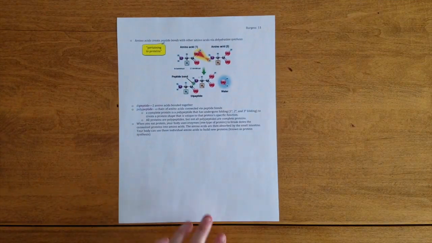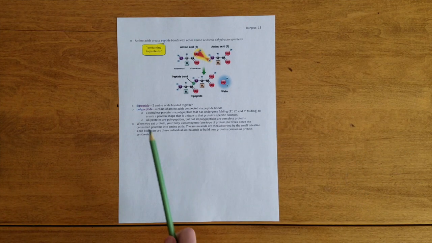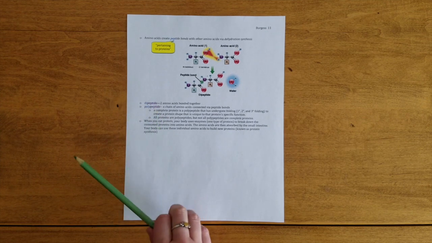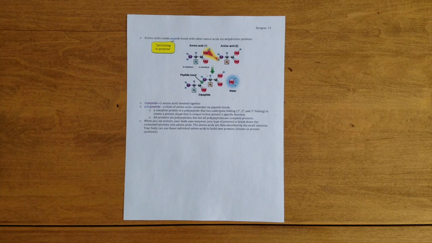So, just like we formed a dipeptide, we can form big long strings of amino acids, at which point we call it a polypeptide. Poly meaning many. So this is just a big chain of amino acids. I like to use the analogy that if my necklace were a protein, each bead in the necklace would be an amino acid.